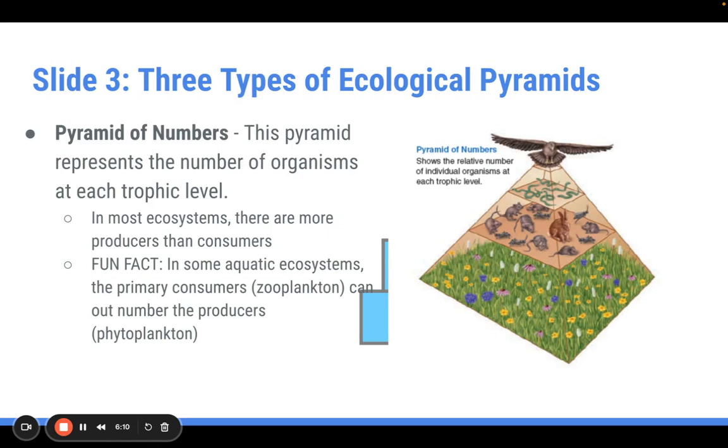The first being your autotrophs or producers, the second being your primary consumers, the third level are your secondary consumers, and the fourth level being the tertiary consumers. In this case, a predatory bird.